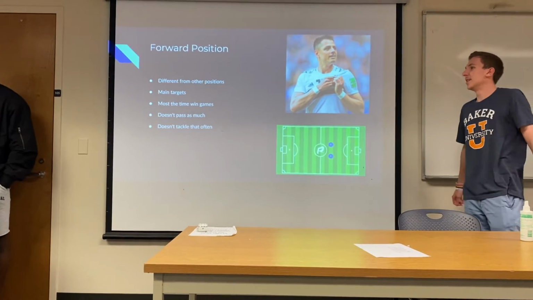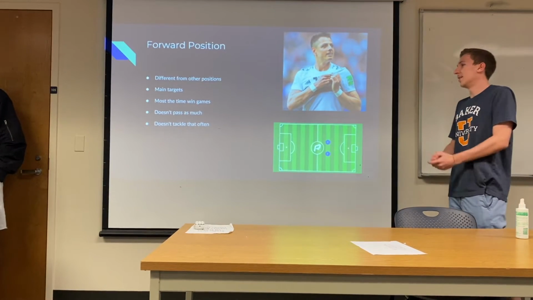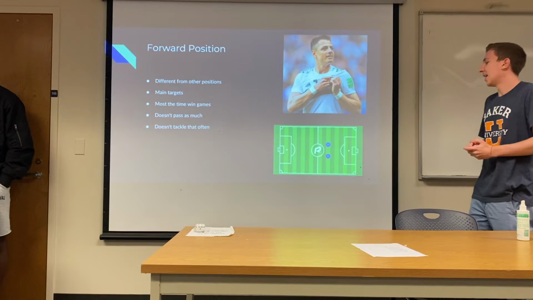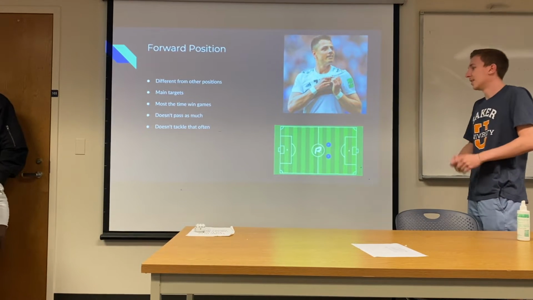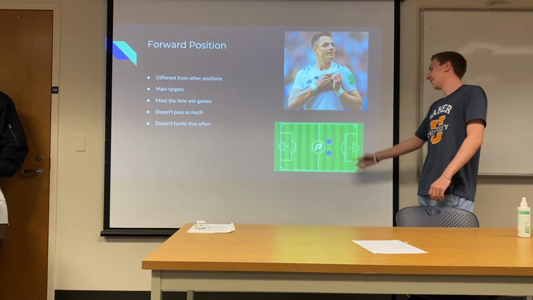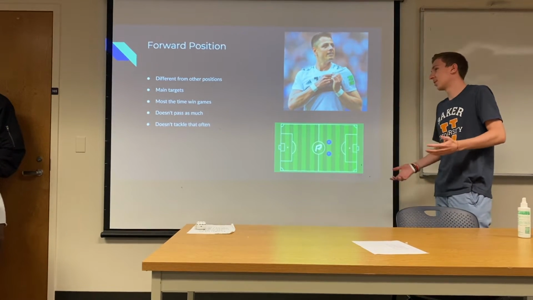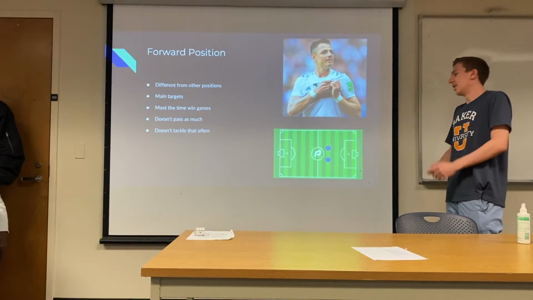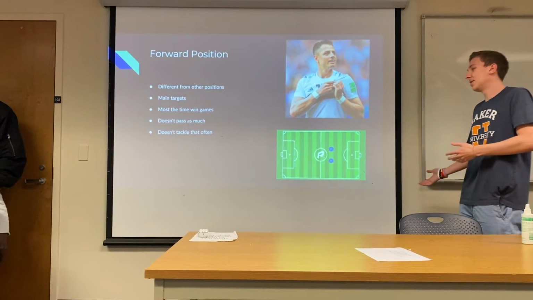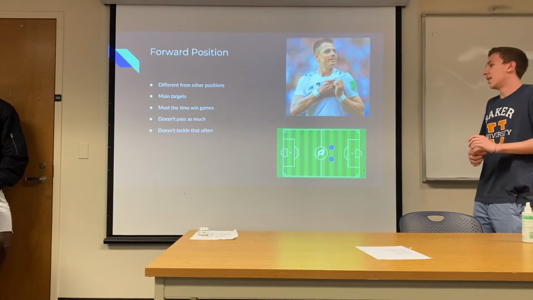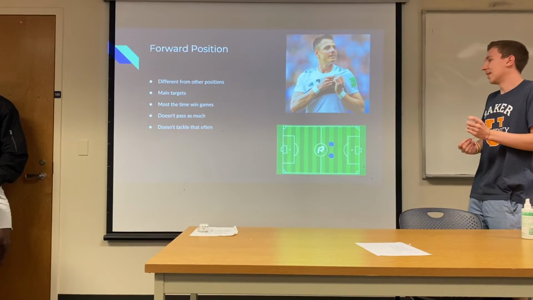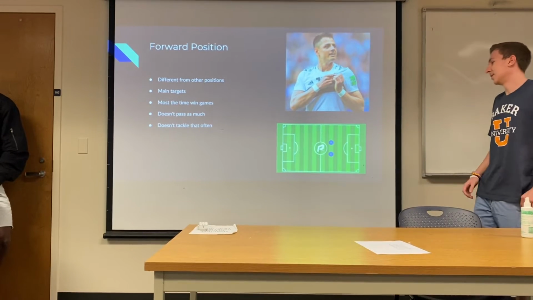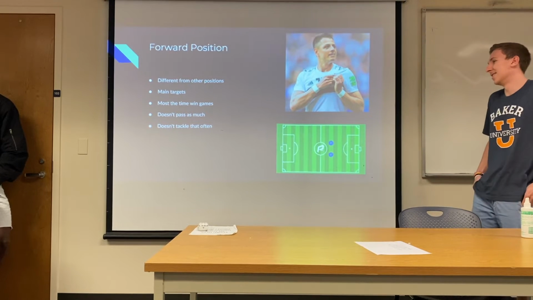So our first position is the forward position. The forward position is different from other positions. They are much more higher up on the pitch, and they are usually the main targets. Usually the players behind them are trying to get to the forwards because usually they're the best at scoring opportunities and usually can win games. They don't pass as much because they're usually getting passed to the most, and usually don't tackle as much because they're not trying to get the ball as much because there's more players behind them, and a 1-on-4 is pretty hard to do for a forward.